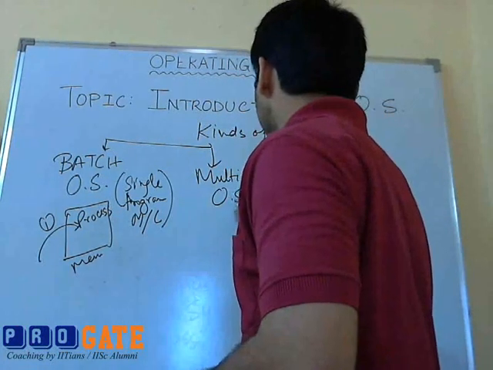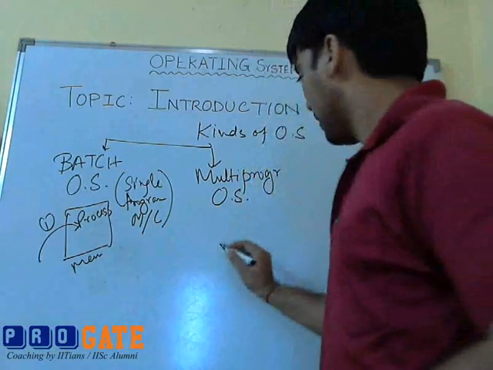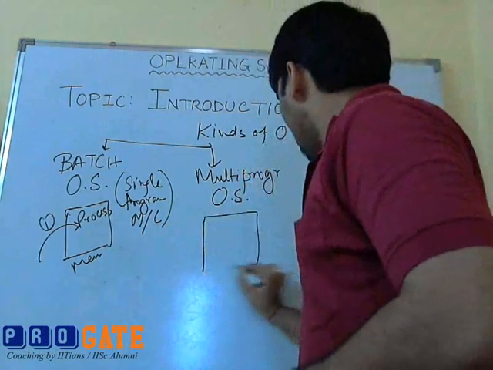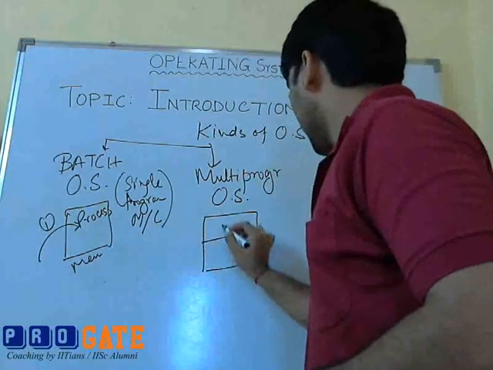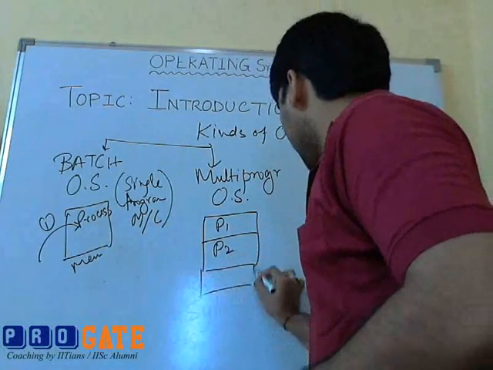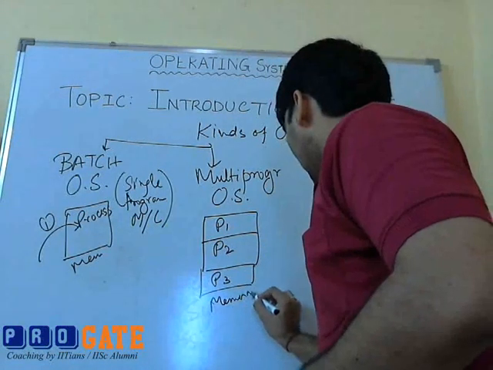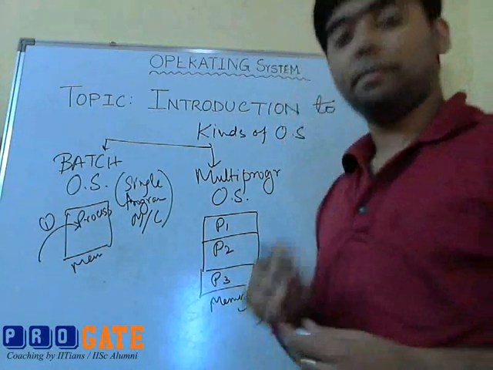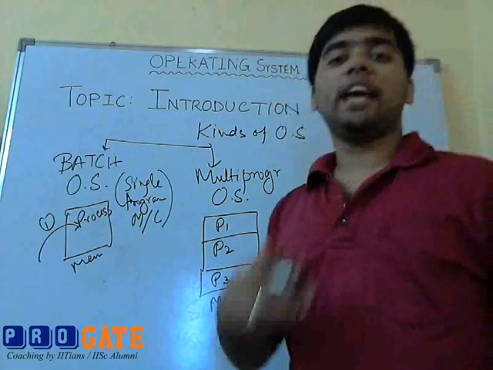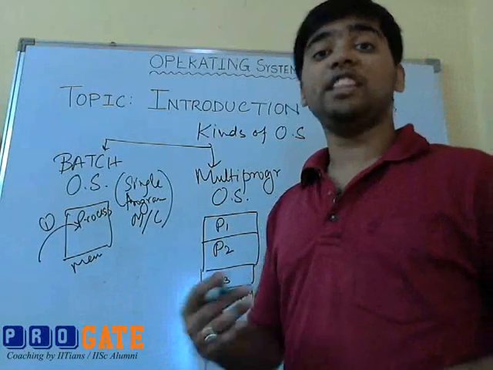Multi-programming OS. In a multi-programming OS, the operating system can load multiple programs into the memory at one time. Now, what is the advantage that we get out of loading multiple programs in the memory?